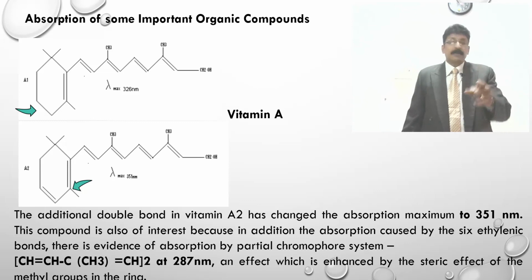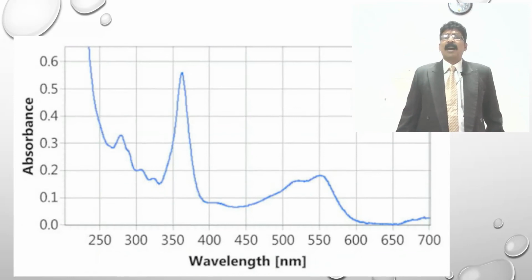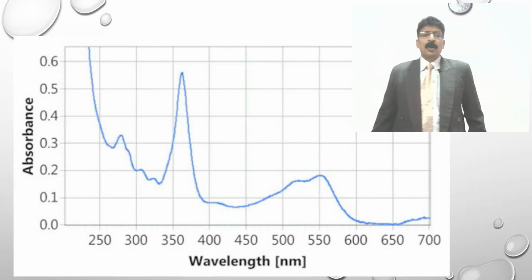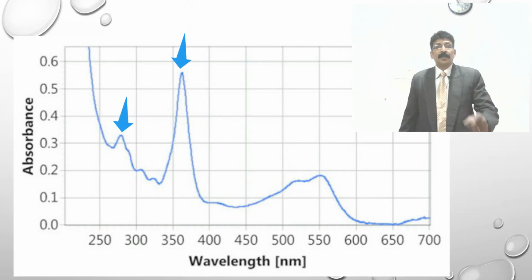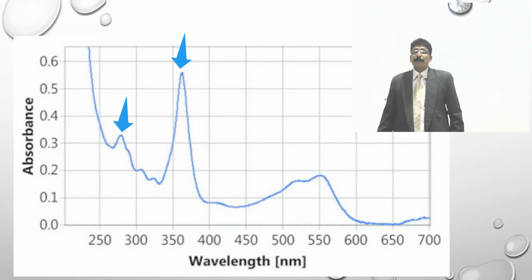So this is the graph for vitamin A. There are two peaks. One peak you can see at 282 nanometer, and here you can see 351 nanometer, which the arrow specifically shows. That 351 nanometer in vitamin A2 is due to the presence of an additional ethylenic double bond.